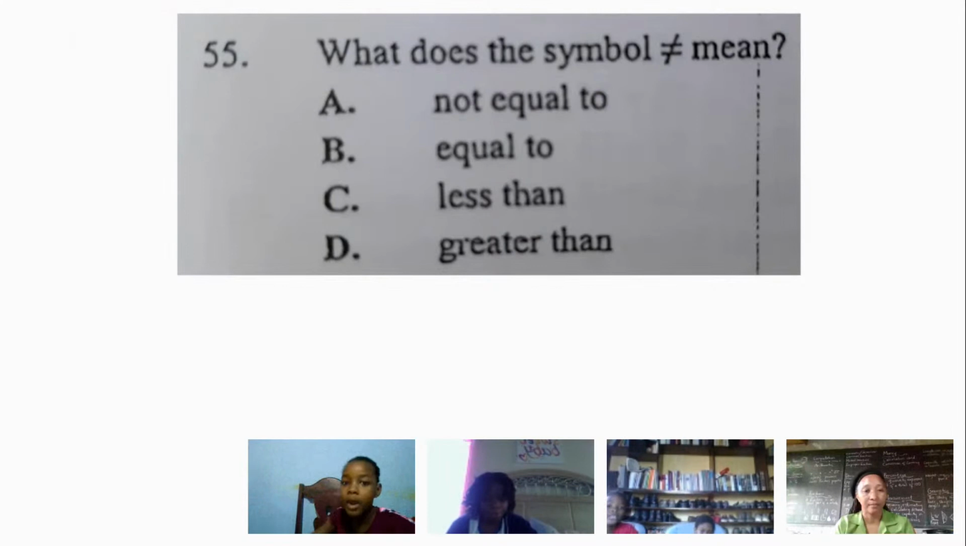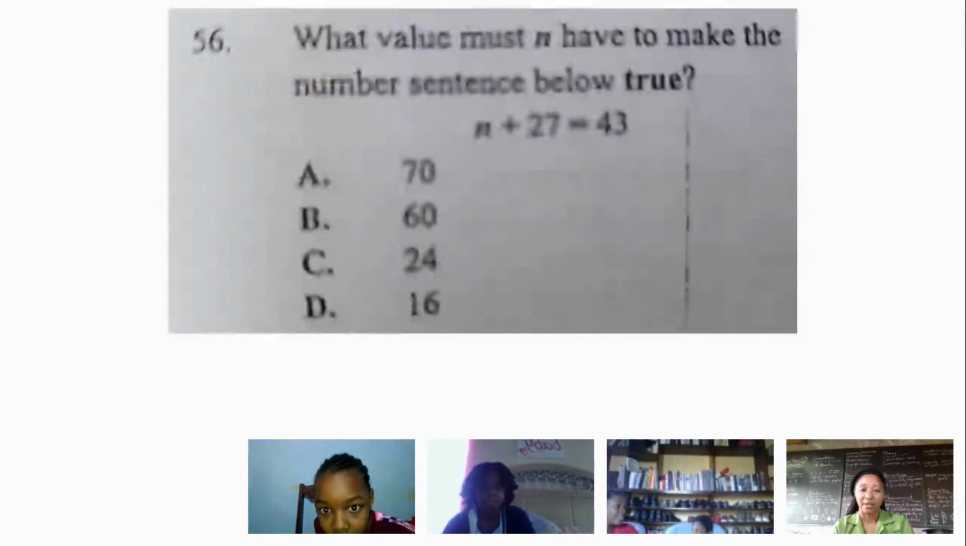Number 55. What does the symbol mean? A. Not equal to. B. Equal to. C. Less than. D. Greater than. Miss, can I answer that? Is your question, ma'am? Miss, A. Not equal to. Correct. So we have an equal to sign with a slash, and that means not equal to. Amari, 56.